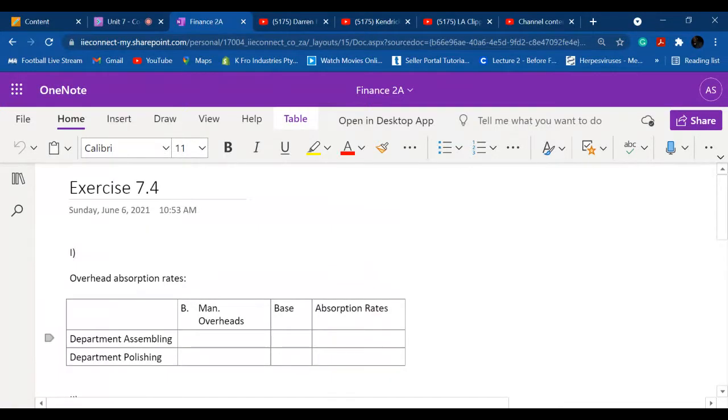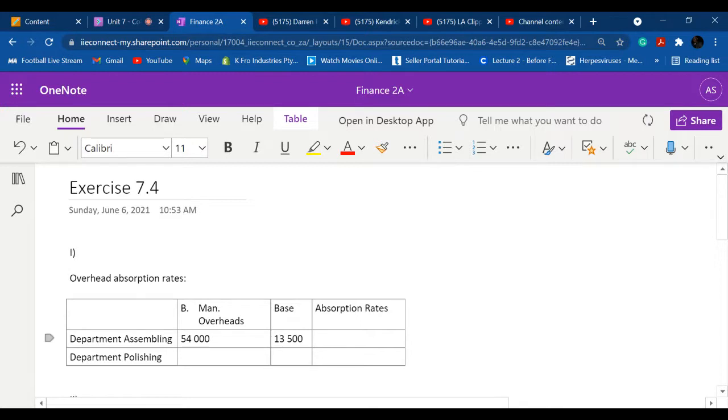For department assembly, what was the budgeted overheads? They said it in the table. I think it was 54,000. Is that right? 54,000. Okay. And they told us at the very beginning of the question that the base was direct labor hours. Okay. So we're looking now, what is the direct labor hours for assembly? How much is in the table there? 17,000? 13,500. Okay. So 13,500.